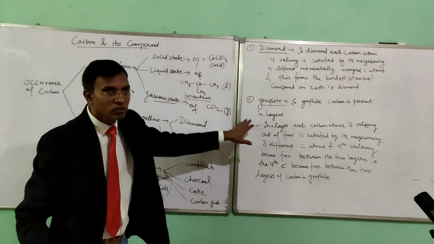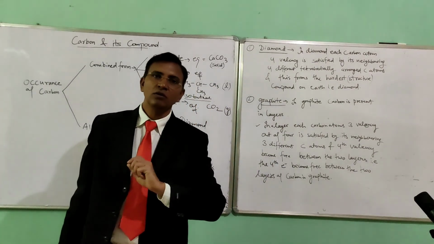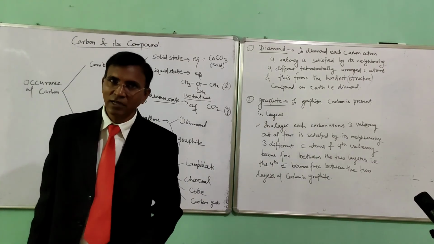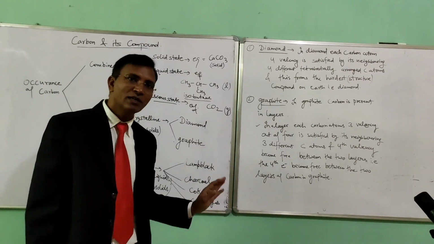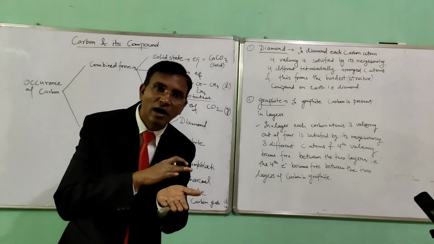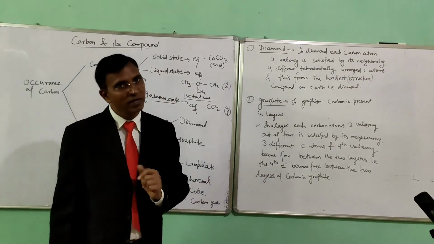So these free electrons between the layers are responsible for the conductivity of graphite, and because of these free electrons, one layer of carbon in graphite can slide over another layer of carbon. So that's why graphite is used as a lubricant.